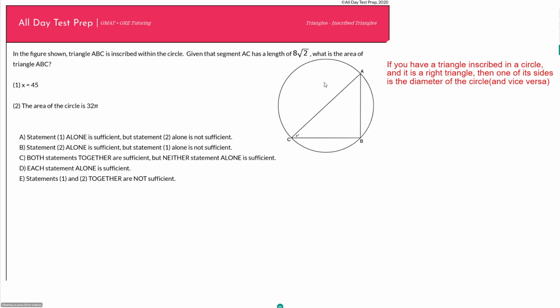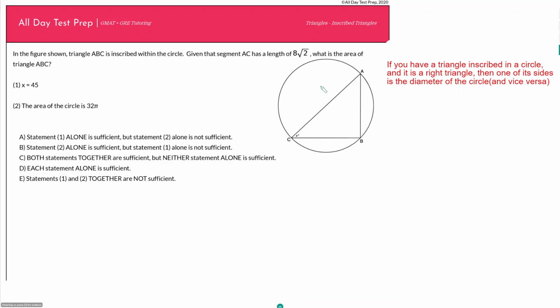So let's take a look at a problem dealing with our rule. And I rewrote the rule here. Once again, if you have a triangle inscribed in a circle and it is a right triangle, then one of its sides, the hypotenuse, is the diameter of the circle, and vice versa. So this question here says, in the figure shown, triangle ABC is inscribed within the circle. Given that segment AC has a length of 8 rad 2, what is the area of triangle ABC?